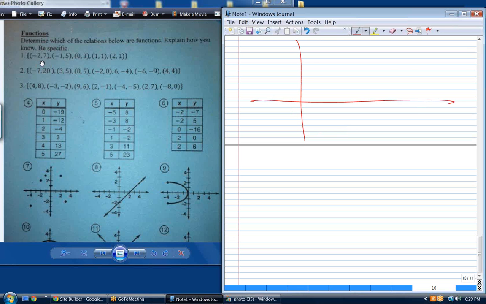So the point (-2, 7) is on there. The point (-1, 5) is on there. The point (0, 3) is on there. And the point (1, 1) is on there, and the point (2, 1) is on there.